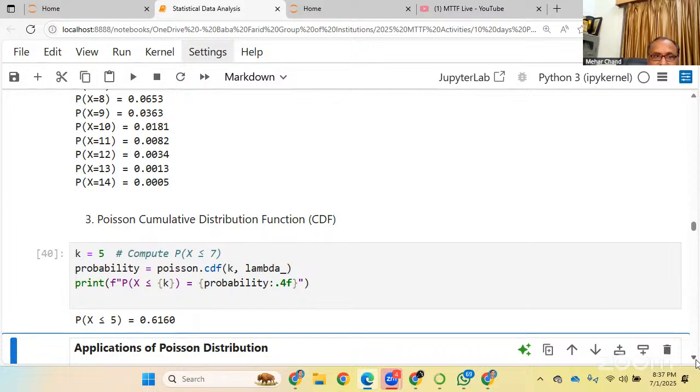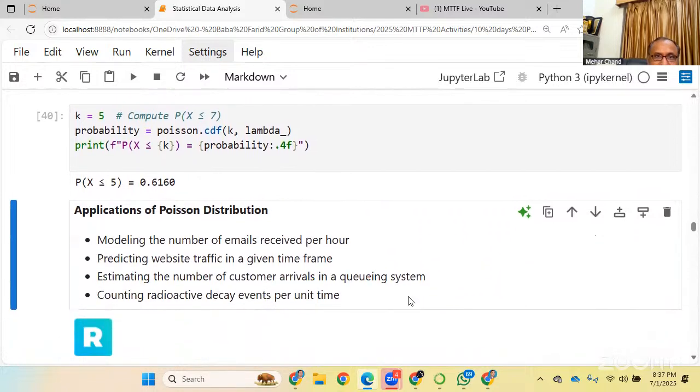Then what are the applications of the Poisson distribution? These are given here, such as modeling the number of emails. We can go through this in detail.